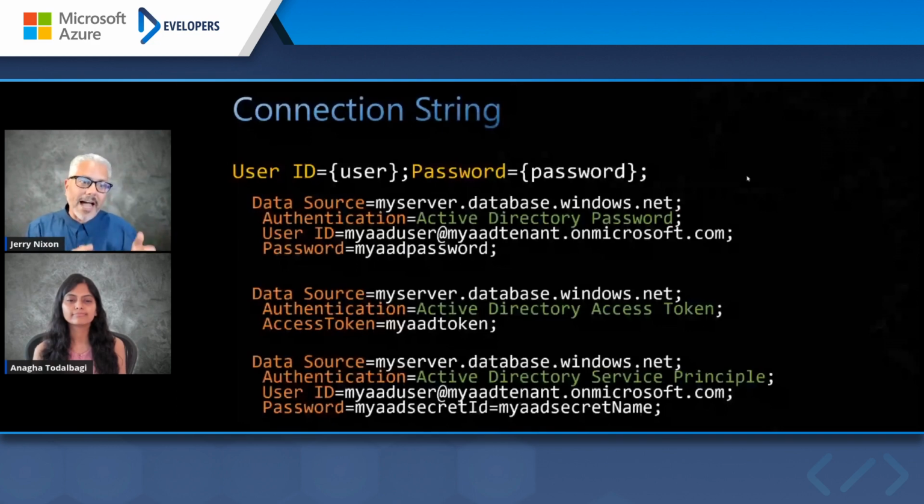Another is multiple active result sets. This is especially applicable to developers because what it allows you to do is run two queries simultaneously. Otherwise, if this is set to false, which is its default, by the way, then if you run two queries, the second query waits for the first.